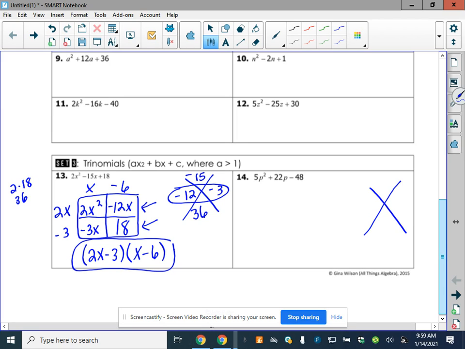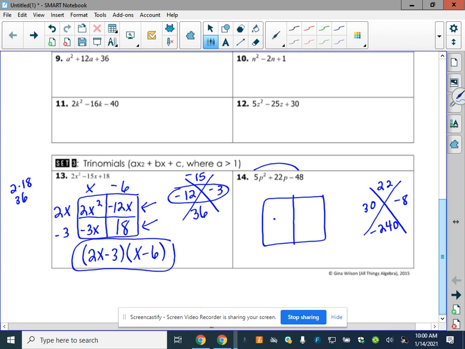Number 14, I'm going to do the same thing. I'm going to do first times last. 5 times negative 48 is negative 240. I put the middle term on top. I'm trying to find what multiplies to negative 240, adds to 22, which is 30 and negative 8. I go draw my box.